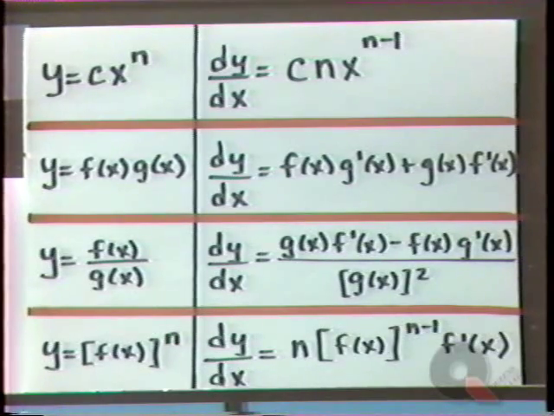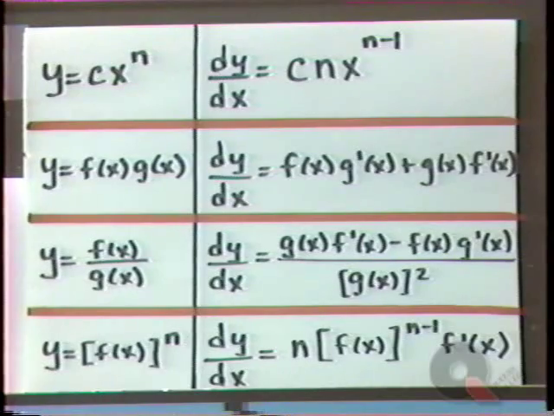If you want to differentiate a product of 2 functions, the derivative of a product is the first function times the derivative of the second plus the second function times the derivative of the first. In the third line, we have the quotient rule. When you want to differentiate a quotient of 2 functions, the derivative is the bottom function times the derivative of the top function, minus the top function times the derivative of the bottom, all over the bottom squared.